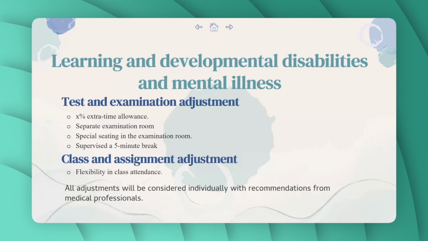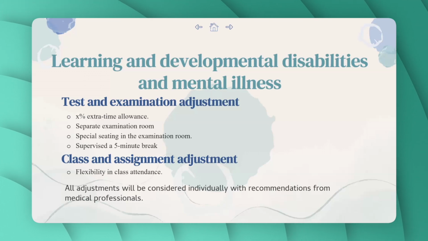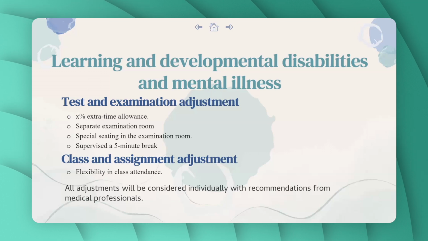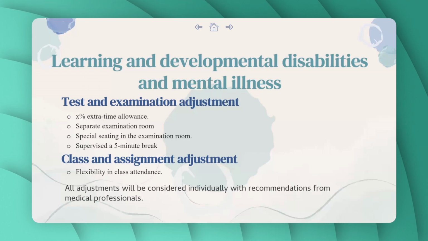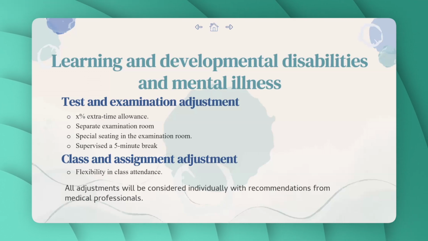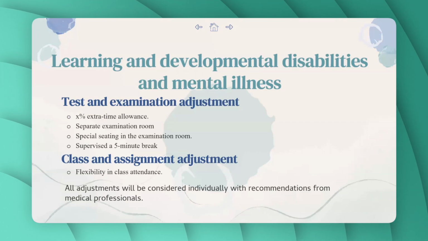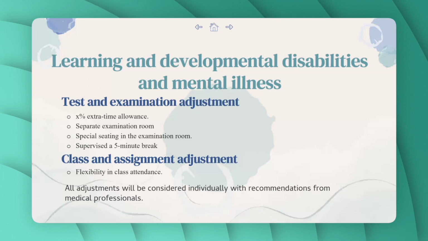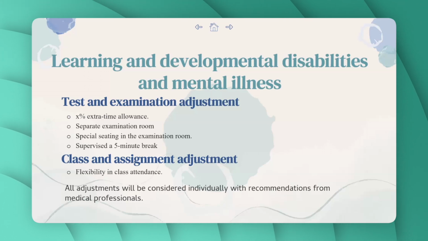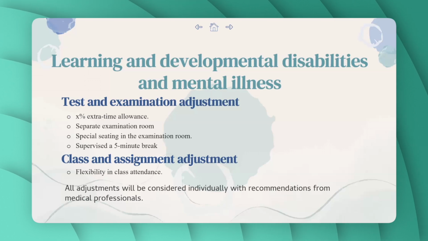For class and assignment adjustment, they usually need some flexibility in class attendance. All of this is just an example, and all of this is individually assessed and recommended by medical professionals. We do need them to submit some supporting document, which is recommended by medical professionals or psychiatrists, or previously they have this allowance from the education board for the public exam, something like that. They all prove it. So when they submit the document, we will take a look, talk to them, and have a meeting with them about whether they still require this in university.